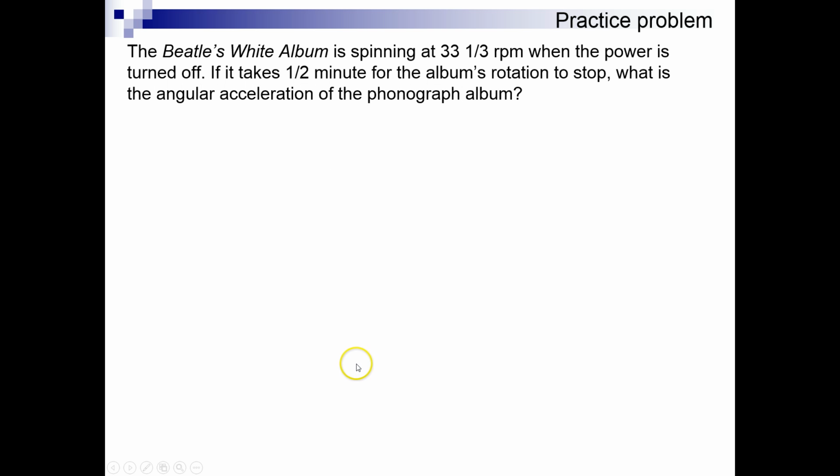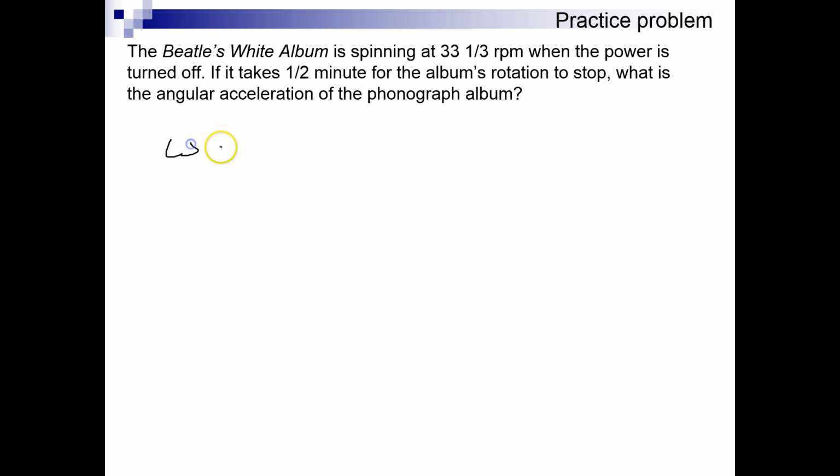So let's go ahead and do a problem. In this problem, the Beatles' White Album is spinning at 33 1/3 RPM. This is kind of a question that might be a little bit hard to think about because we don't even hardly use CDs anymore. But in old record players, you could see them go around. They'd spin at 33 1/3 revolutions per minute. For this one, it takes 1/2 minute for the album's rotation to stop. What is the angular acceleration of the phonograph album?